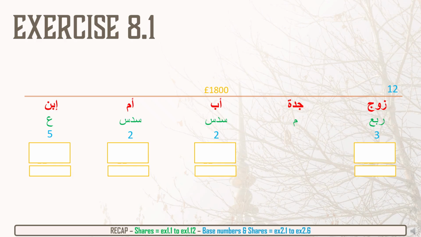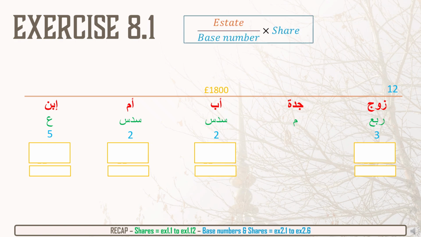Now we need to distribute that £1,800. So we use this formula. The formula that's in the book as well is we get the estate and we divide it by the base number. So we get the estate, which is £1,800, and we'll divide it by 12. And whatever answer we get, we just multiply it by each person's shares. So if we start off with the husband, we'll do 1,800 divided by 12 times his 3 shares, and the answer you get is £450.